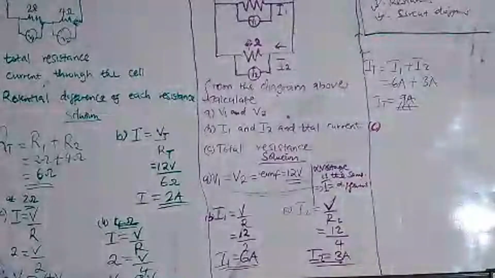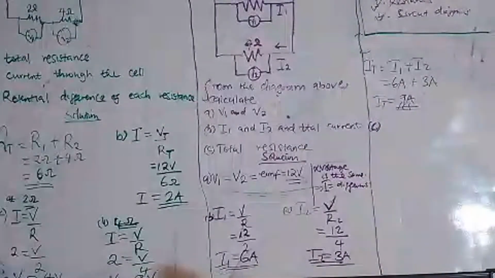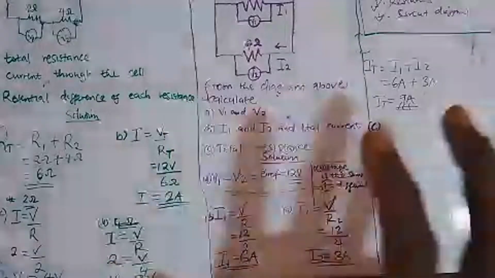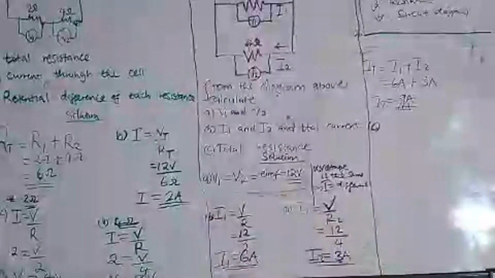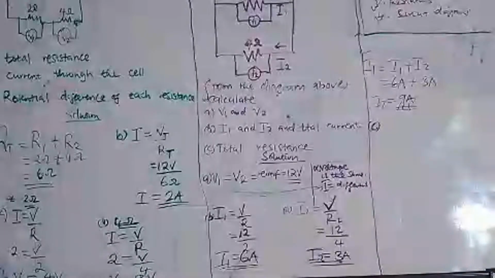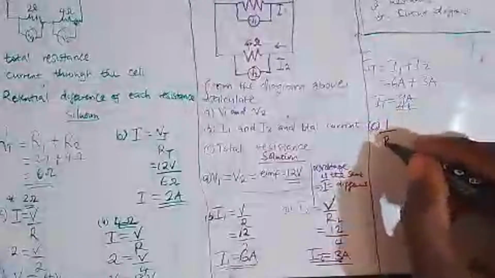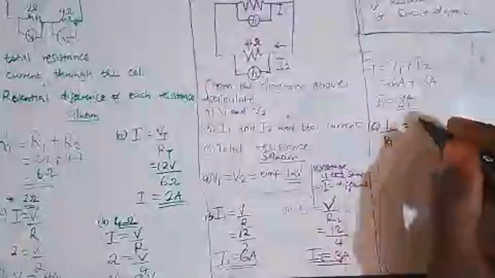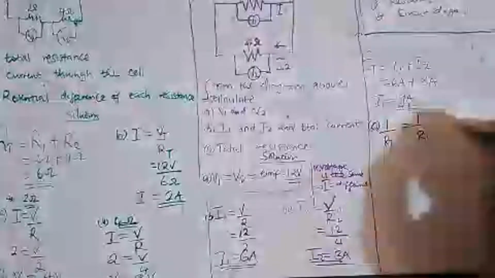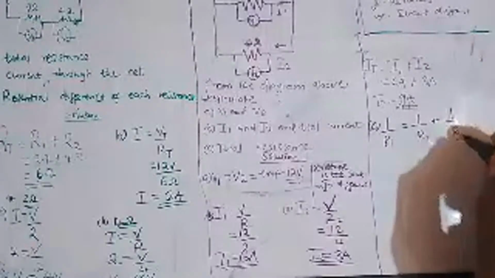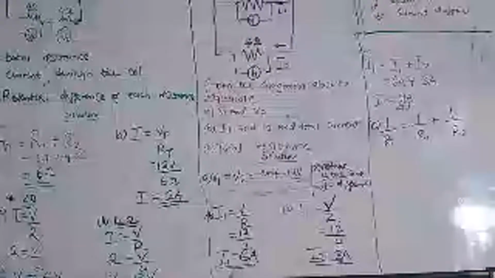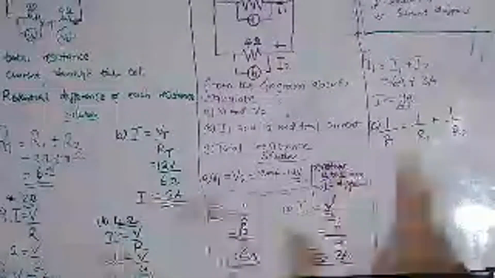So how can you calculate the total resistance? Remember, the total resistance in parallel is different. So how do you calculate it? You have to know this formula: 1 over the total resistance is equal to 1 over resistance 1 plus 1 over resistance 2. This is the formula which you need to know if you are calculating the resistance for a parallel circuit diagram.